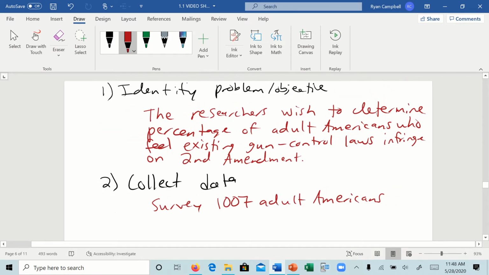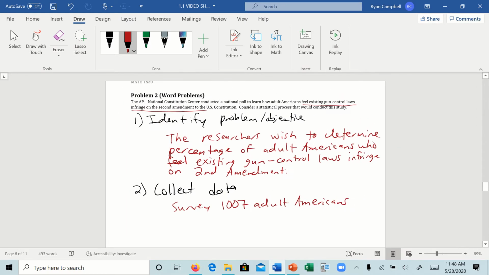Now, before we continue, let's ask ourselves the question, what is the population in this case? Who are all the people that they are trying to determine the percentage who feel existing gun control laws infringe on the Second Amendment right? So, in this case, the population, everybody that they're talking about, is all adult Americans. So, all of the adult Americans.